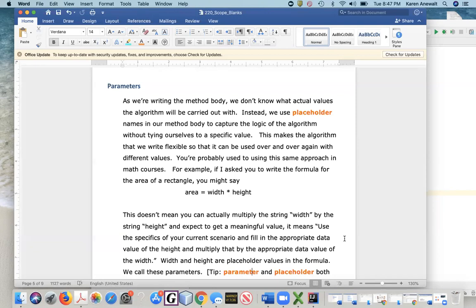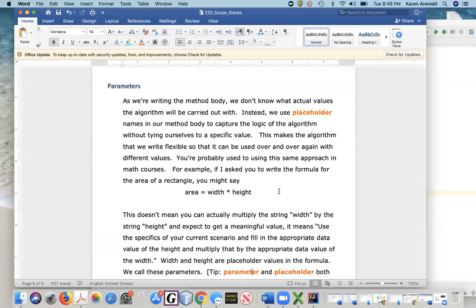That makes the algorithm really flexible so that we can use it over and over again with lots of different values. If we had created a method and just hard-coded in a specific value, it would only be useful maybe in a small subset of situations. Like, for example, that charAt method in the string library. If it were set up so that it only worked with index 0, we'd only ever be able to look at the first character inside the string. But because we're allowed to pass in any value and the algorithm's written with the placeholder, it makes it really flexible.